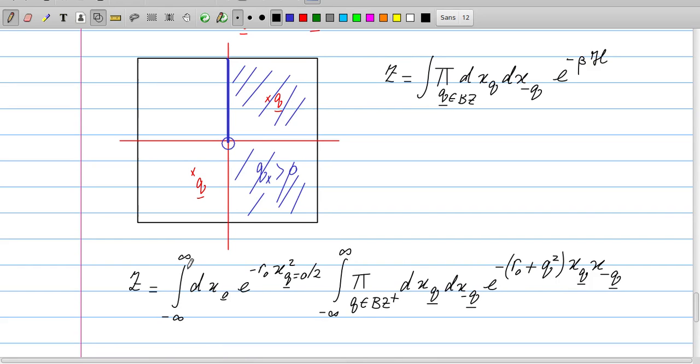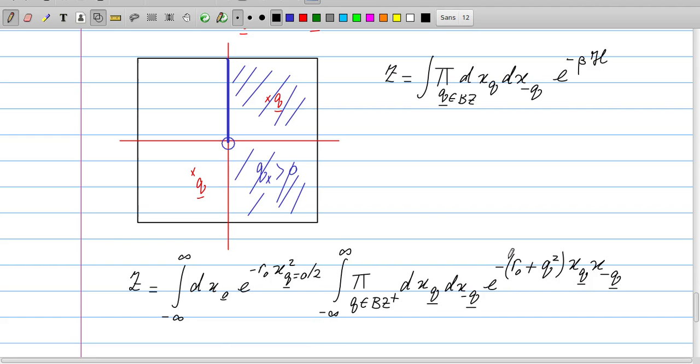I have first an integral over the dx0, and that occurs with an ordinary Gaussian integral, and there is the factor 1/2 which occurred in my Hamiltonian. And then I take the product over all the q's in the blue Brillouin zone. That's only this right half, and I call that the bz plus. So the bz plus is only the blue half of the Brillouin zone. Then I have here a dxq and a dx minus q. They are independent variables, so I should integrate over both of them.